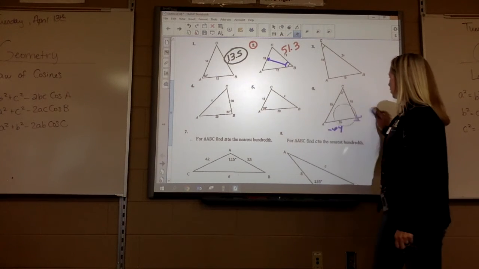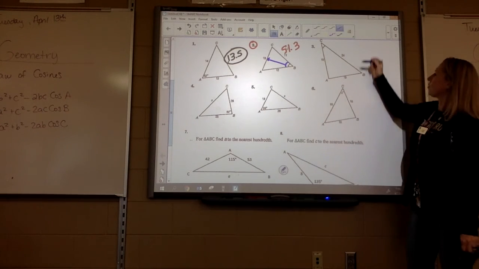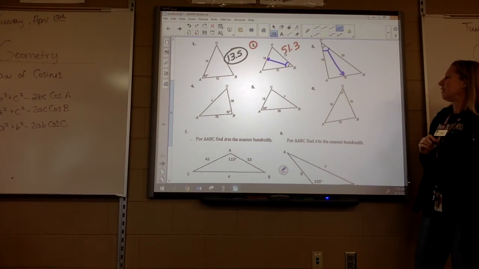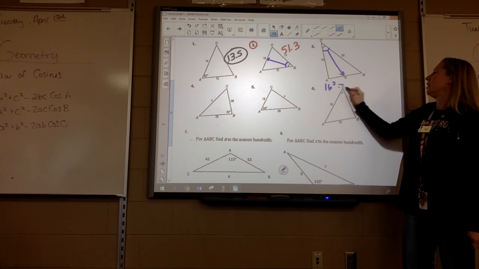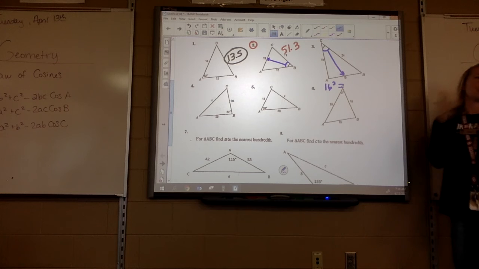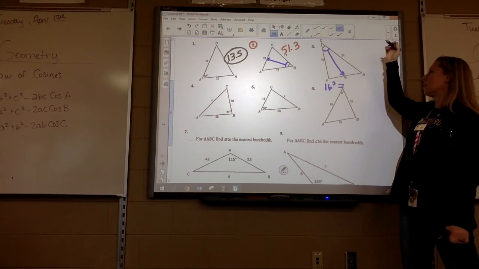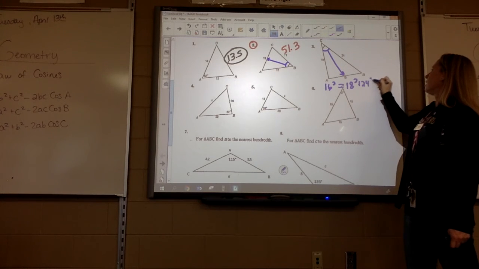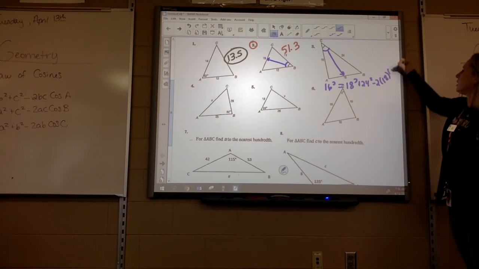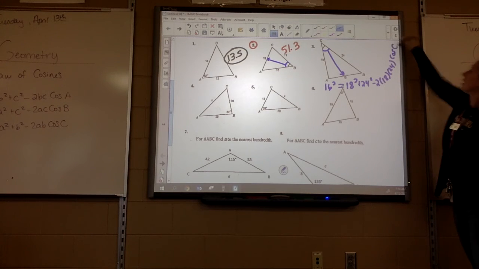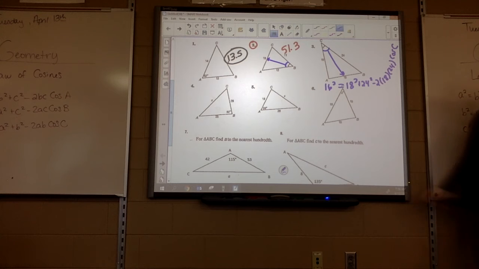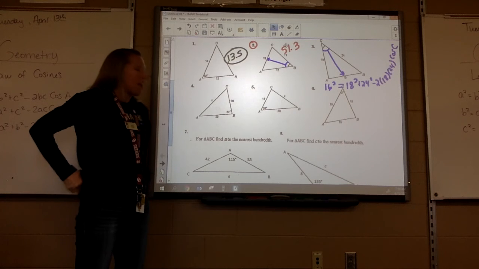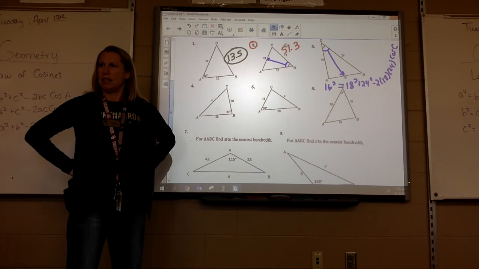Which number would you start with on number 3? Yes, the 16. Good. So 16 squared equals, and then you just do those other 2 sides. It doesn't matter if you do 18 squared plus 24 squared or 24 squared plus 18 squared, minus 2 times 18 times 24 cos C. So really, it's just plugging in the calculator. I only gave you 8 problems today. So that's not too bad, is it?